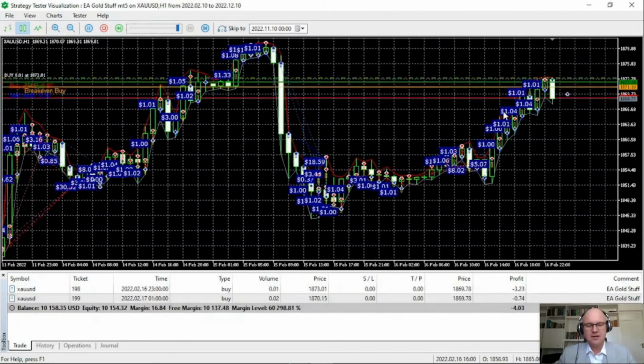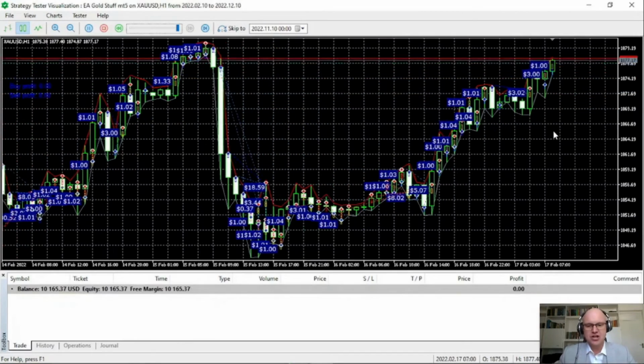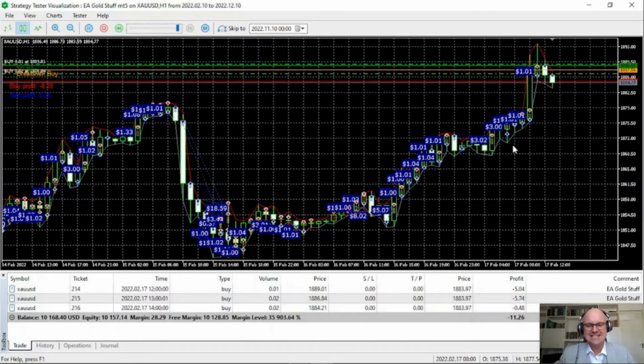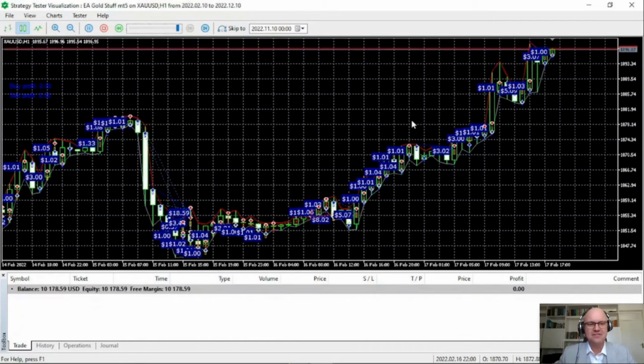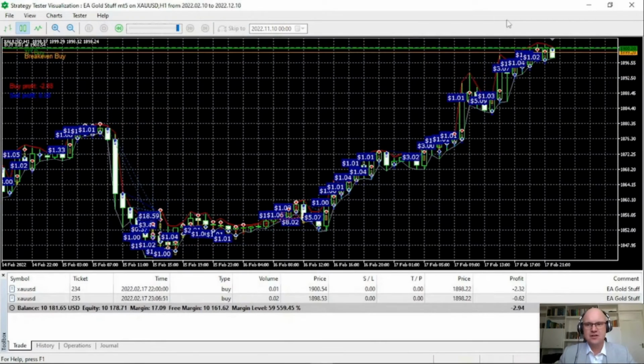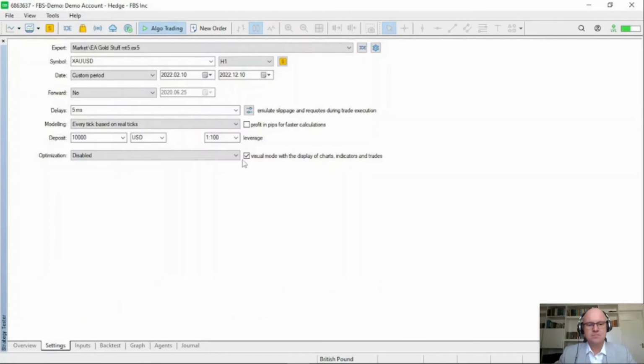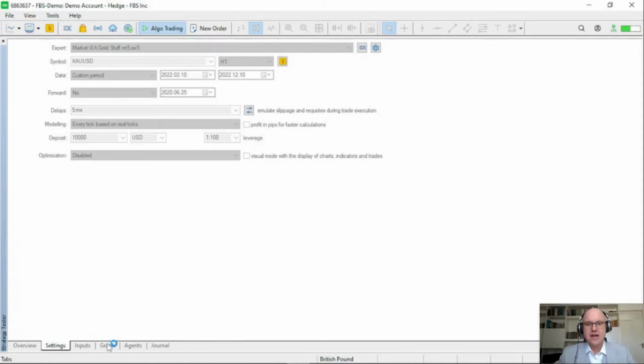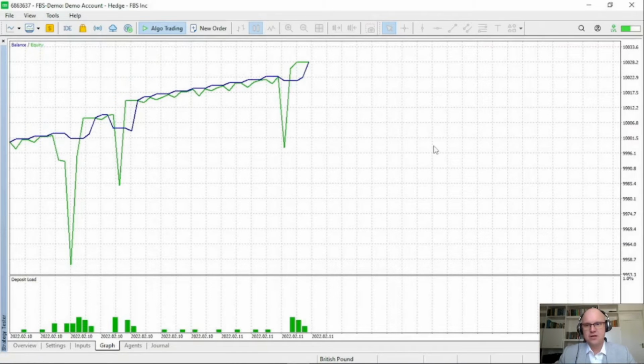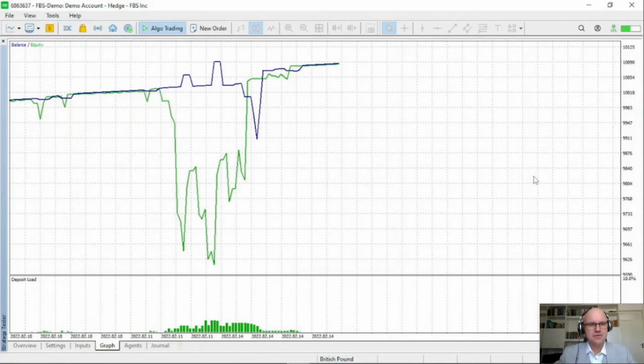So after a couple of hours, the bot has already generated $168 or $170 of return. However, running it in this mode is going to take a long time. So what I'd like to do next is test the default settings at a 0.01 lot size over the period from February until December for 2022.